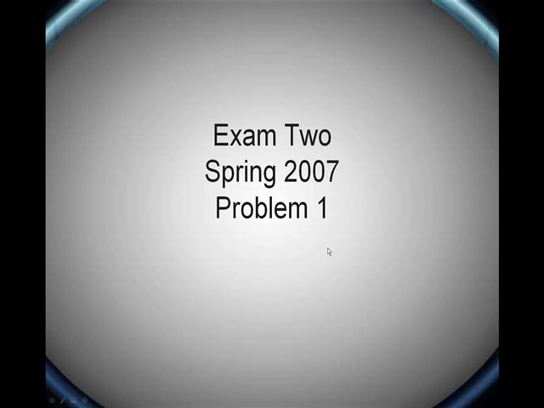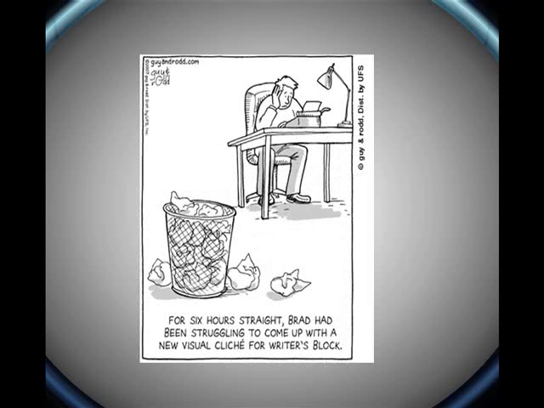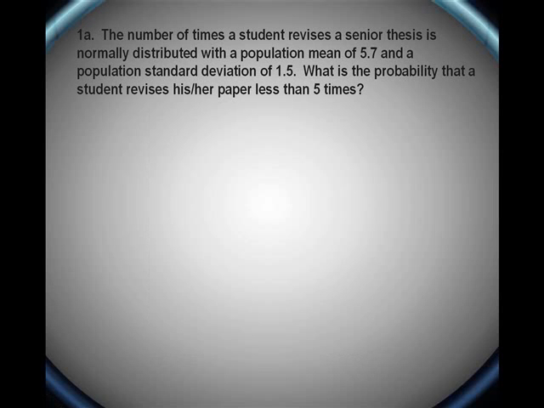Okay, let's take a look at problem 1. So we have a normal distribution with a population mean of 5.7 and a population standard deviation of 1.5. Since it's a normal distribution, we can just draw the bell curve, and we have our population mean and population standard deviation. No samples have been taken.